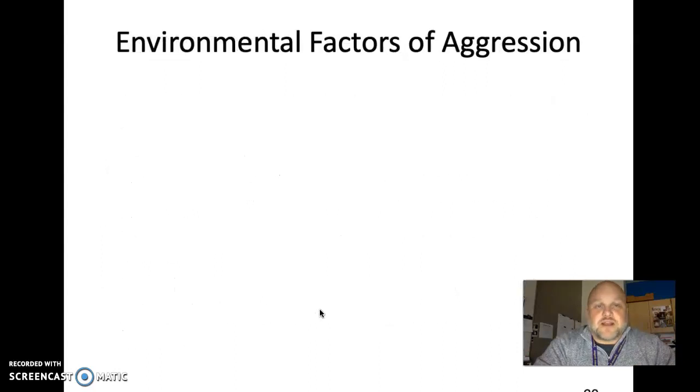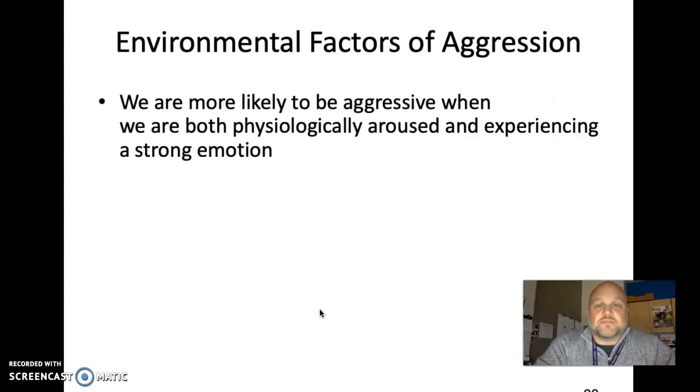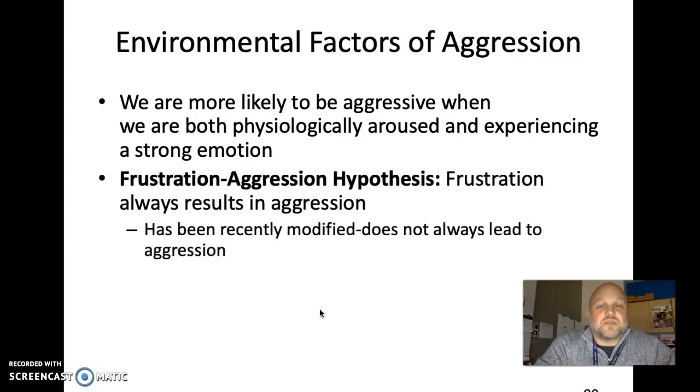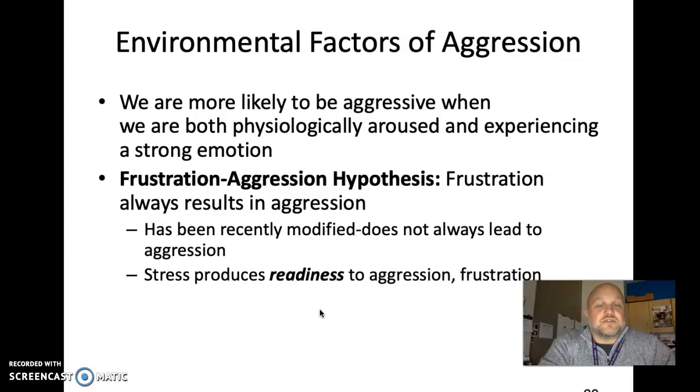And then environmental factors. There's a lot of environmental factors. We're more likely to be aggressive when we are both physiologically aroused and experiencing a strong emotion, kind of that two-factor theory. Frustration aggression hypothesis. It used to be thought that frustration always led to aggression. That's no longer thought to be true because frustration can lead to things like depression and other negative emotions, but it can produce a readiness to aggression. Stress can.